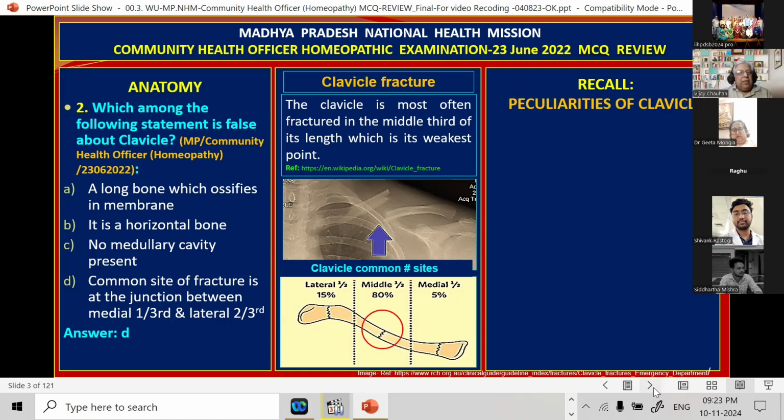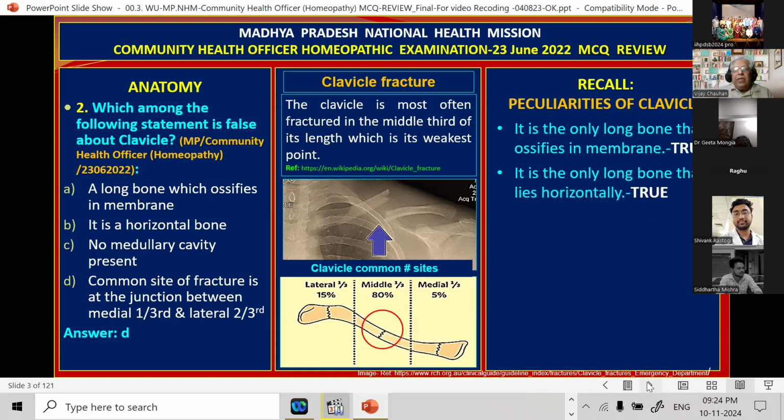Now, other very important features to recall are the peculiar features of the clavicle. First, it is the only long bone that ossifies in membrane. Statement A is correct. Then, it is the only long bone that lies horizontally. That is also correct. It is generally said to have no medullary cavity. Yes, this is also true. So A, B, and C are correct. Only D was incorrect, and we know where the fracture occurs.